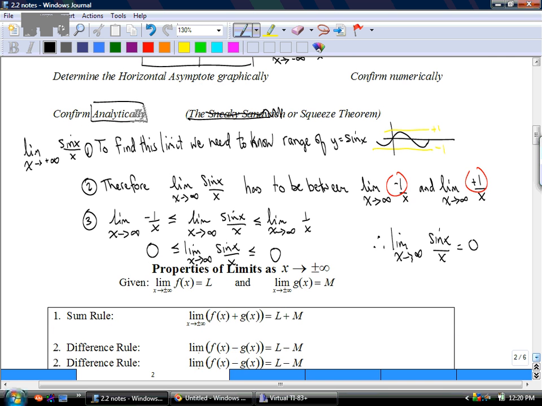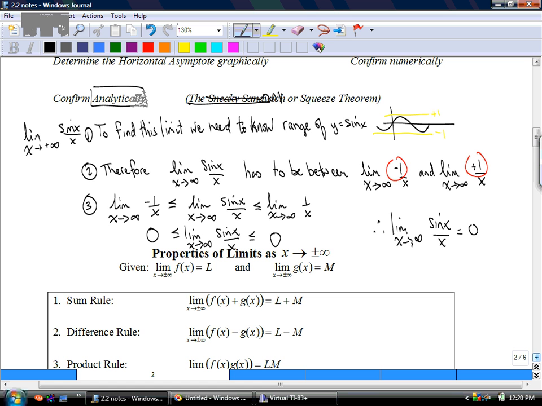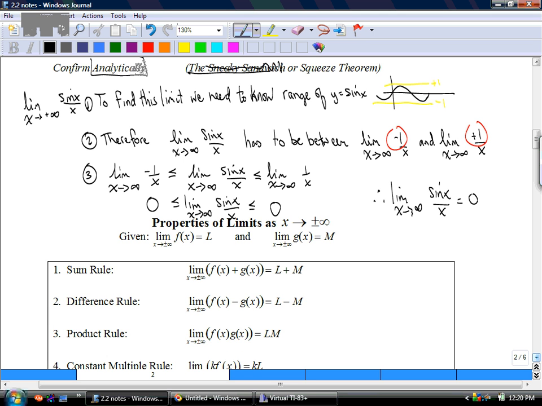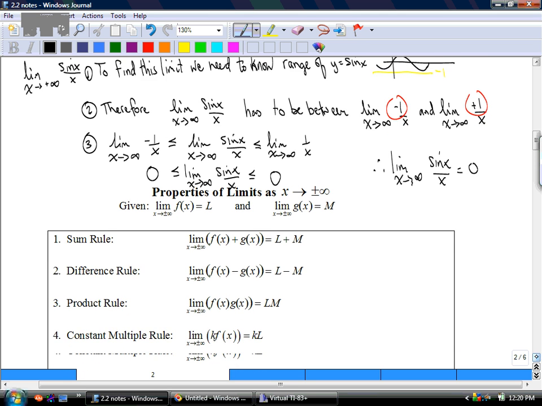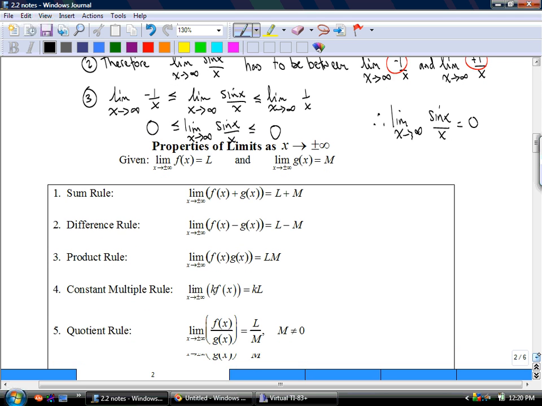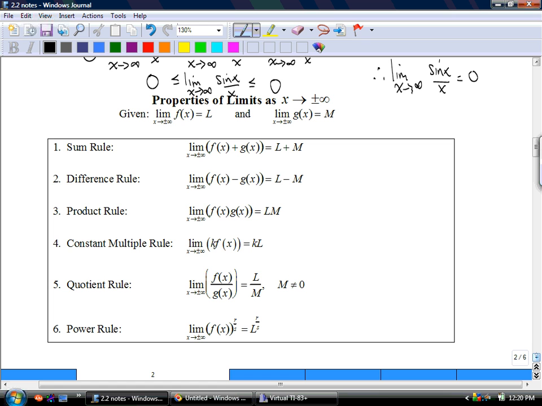Okay, so properties. The same properties hold true. If you add the functions, you can add the limits. If you subtract the functions, you can subtract the limits. If you multiply the functions, you can multiply the limits. If you multiply the function by a number like 2, you can multiply the limit by a number like 2. You can divide the functions, you can divide the limits, as long as you don't divide by 0. And if you square root the function, you can square root the limit. Or you square the function, you can square the limit.